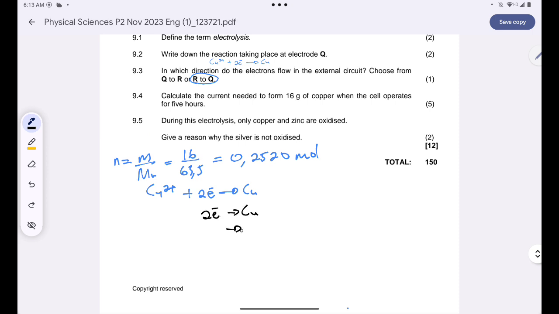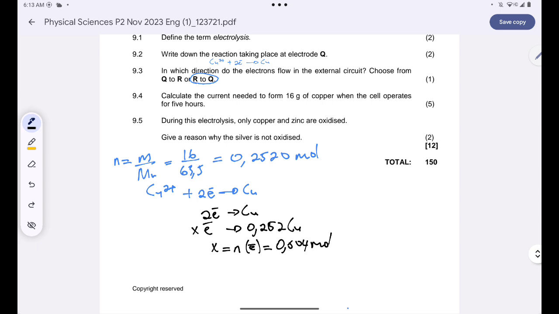I want to know that if ever I form 0.250 moles of copper, how many moles of electrons will I need? So I'll just cross multiply here. Then X, which represents the number of moles of electrons, will be equal to 2 times this number. This will give me 0.504 moles.